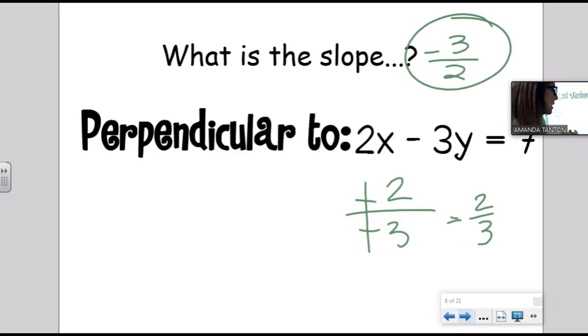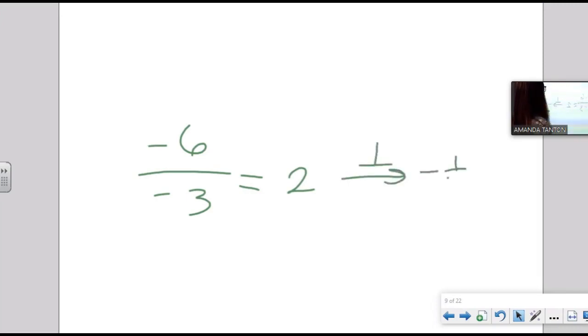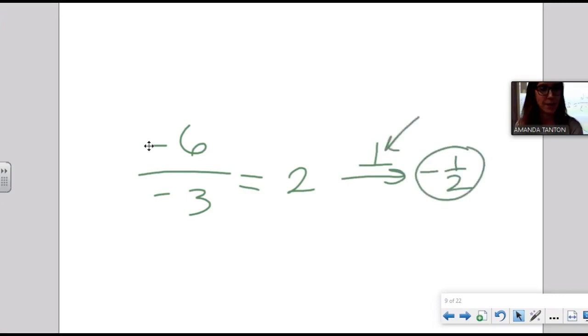So like, let's say you did negative a over b, and you got a slope of negative 6 over negative 3. Don't do the opposite reciprocal yet. First clean this up. Oh, that's actually 2. Whole number positive 2. Now I can do the opposite reciprocal and get negative 1/2. That was the symbol for perpendicular, sorry. So anyways, clean up and simplify your slope before you do opposite reciprocal.